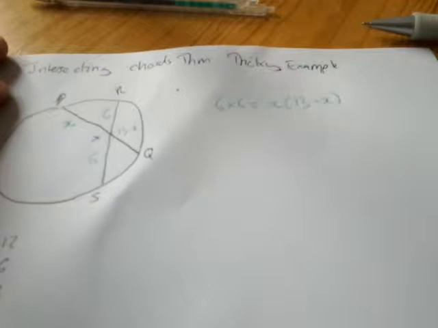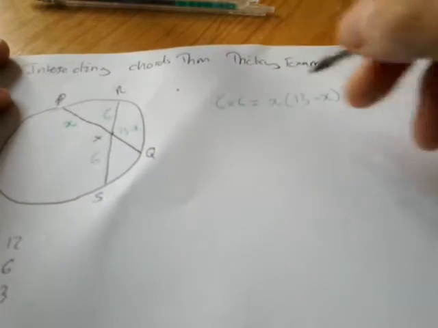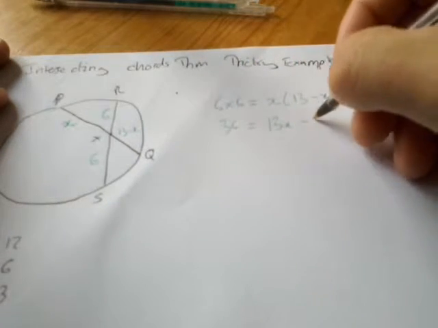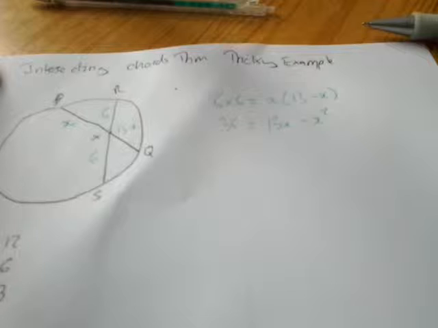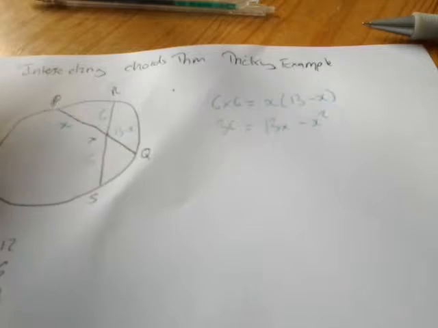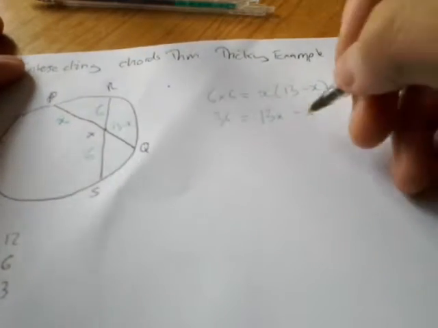Okay, that's a good piece of algebra there. That's it. I'll expand out the bracket. So 36 is equal to 13x minus x squared. And what you've discovered is that there's a quadratic equation. And that happens an awful lot in these intersecting chords theorem problems, so don't panic. Just go ahead, engage the algebra part of your brain, and solve the quadratic equation.